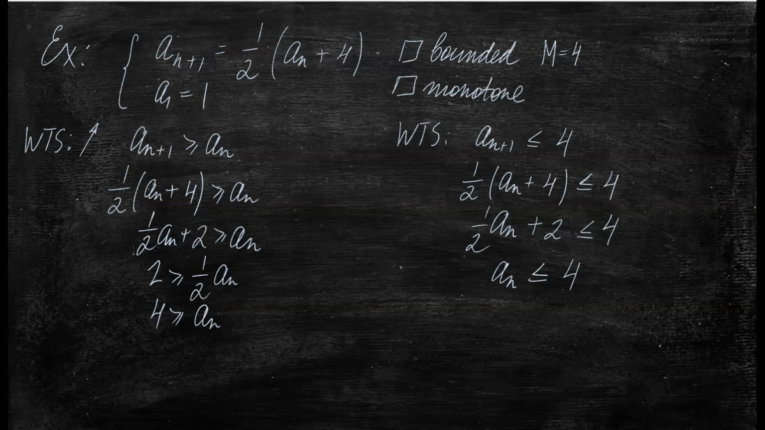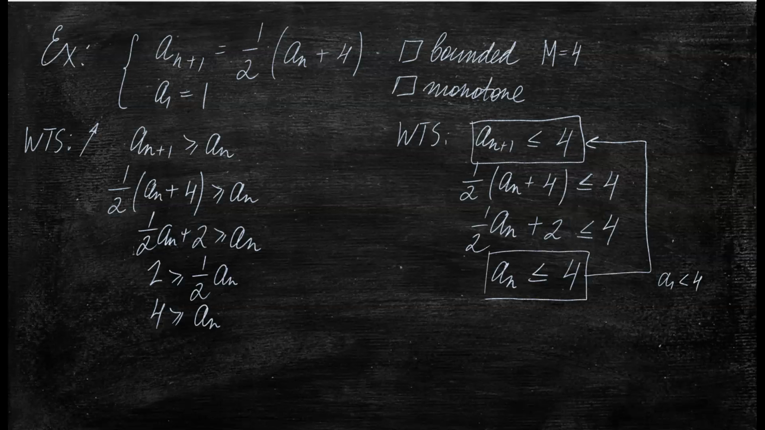So we end up with this. What does this mean? That means as long as the predecessor is less than or equal to 4, the successor will also be less than or equal to 4. And since the first term a1 is less than 4, a2 will be less than 4. Now it's like an induction, so a3 will be less than 4, and so on. So this is a convincing argument that the sequence is bounded above by 4.